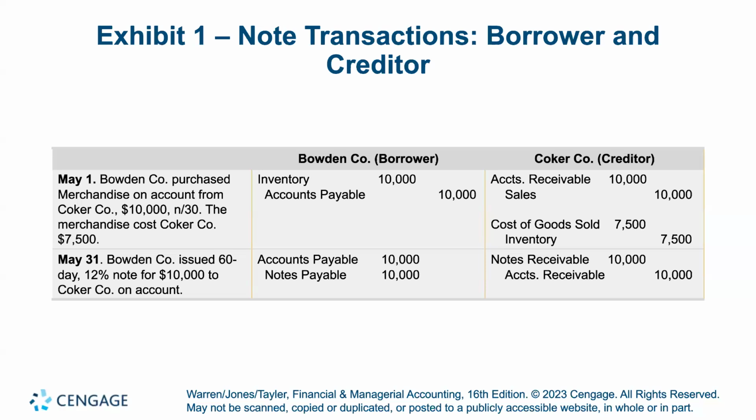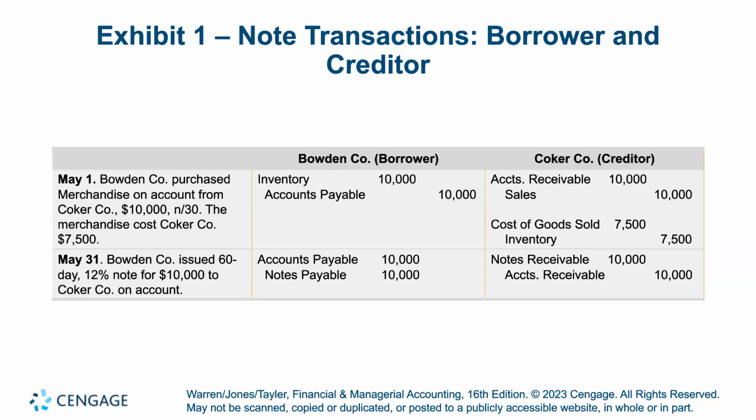So recognize that both the borrower and the creditor or lender are going to have journal entries when money gets lent. Okay. So here's an example. The Bowden Company purchases merchandise on account from Coker for $10,000, and the merchandise cost Coker Company $7,500. So the borrower, in other words, the person who's getting merchandise but doesn't have to pay yet, they're just going to debit inventory and credit accounts payable, meaning I now have inventory and I have to pay these people $10,000 for it.